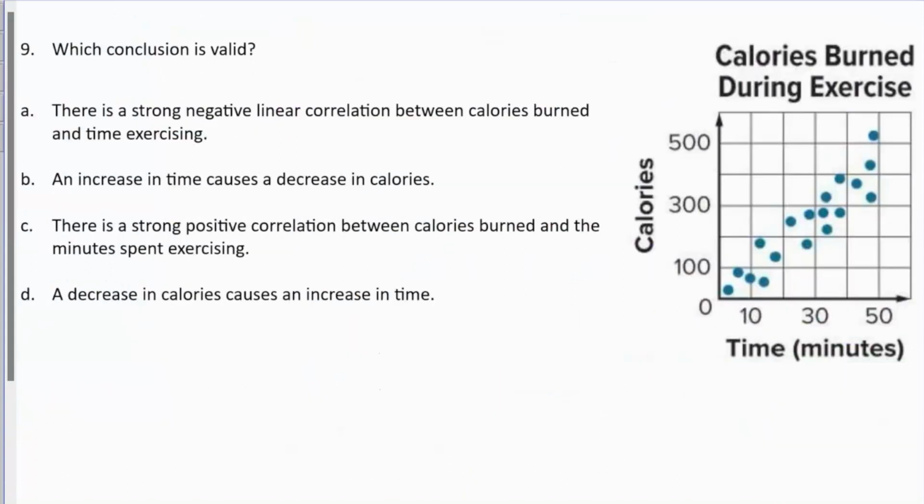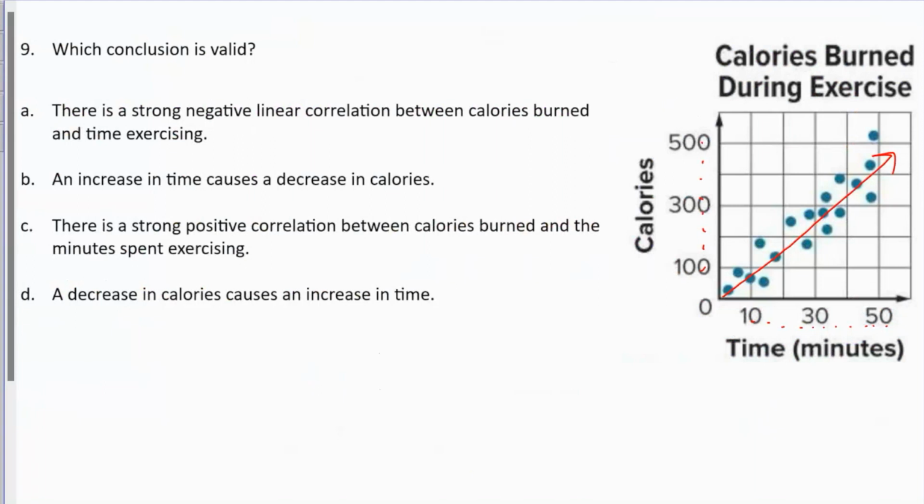All right, and finally, our number 9. Which conclusion is valid? So they're giving us a graph, and it says calories burned during exercise. And we're talking about our calories on this side and our time in minutes. So the first thing we can tell is we definitely have a positive correlation. It looks like as our time increases, the more time we spend exercising, the more calories we burn.